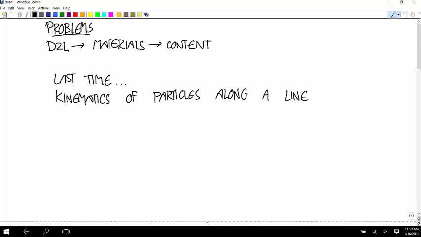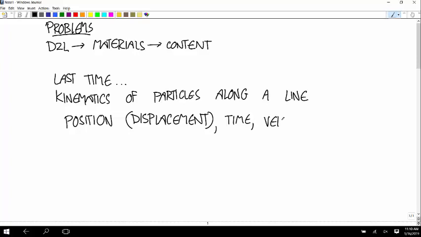And I said that those are going to deal with position, and there's a related quantity called displacement that I'll bring up, but that won't take long. Time, velocity, and acceleration. And we just got into defining position. And so I'll go back to that.